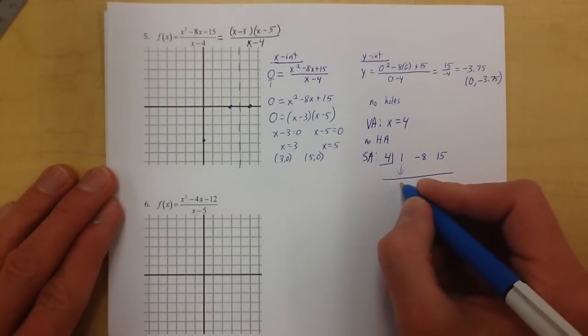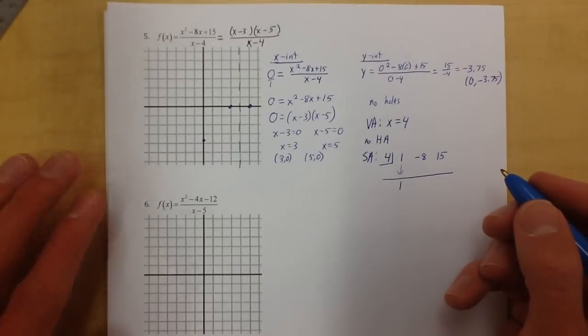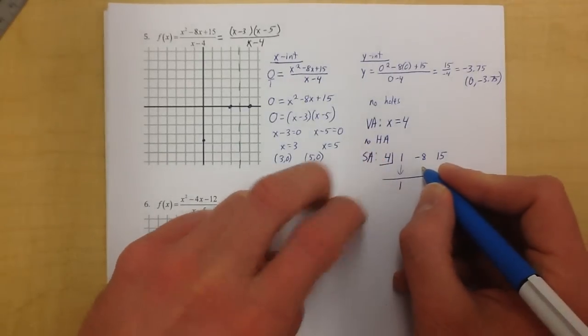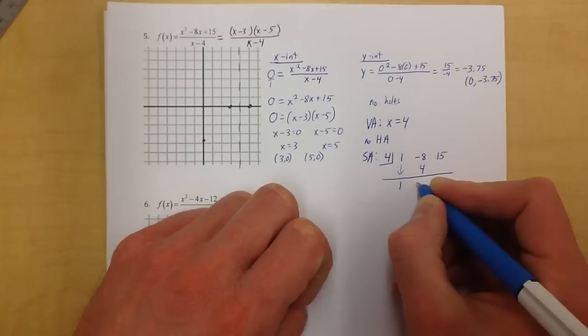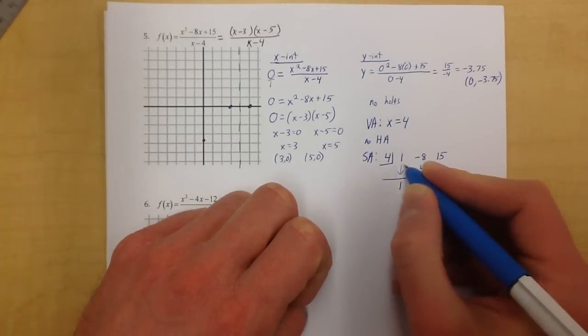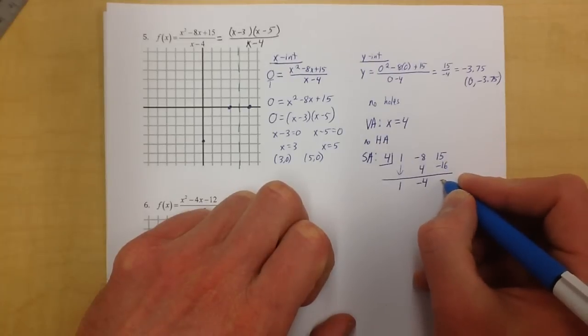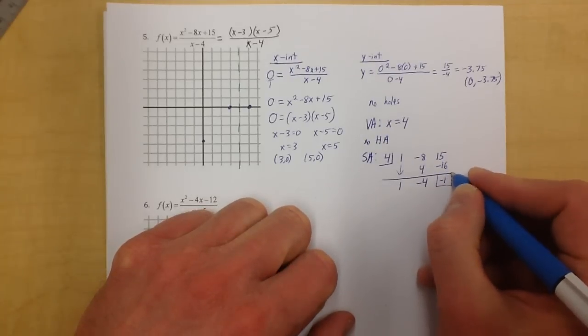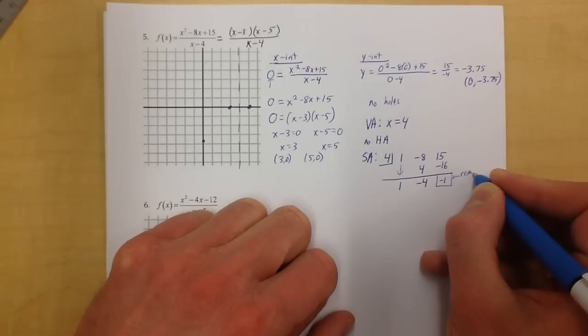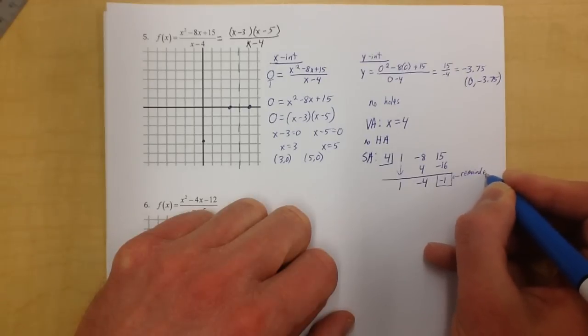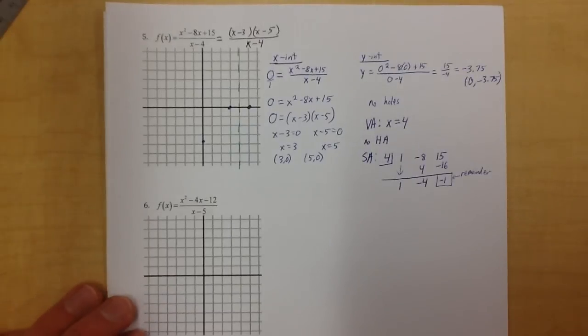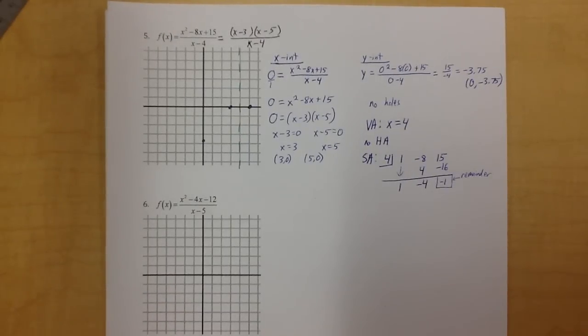We're going to bring down that 1. Multiply. Put it there. Add. Multiply. Put it there. Add. This is your remainder. Okay? Why did I do that?